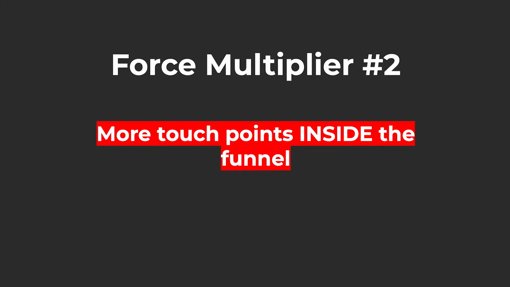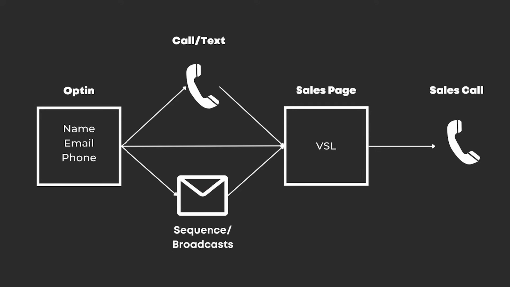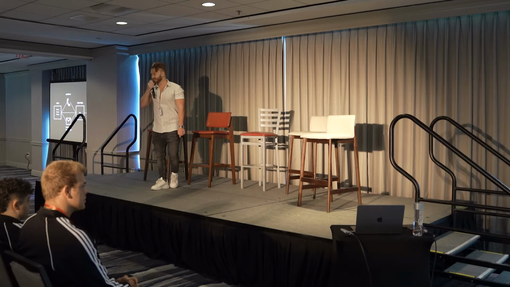So, force multiplier number 2, more touch points inside the funnel. This is your funnel. It's pretty simple. Opt-in, name, email, phone. You get the phone number, you call and text them. You get the emails, throw them in a sequence, send broadcasts. After the opt-in, it goes to a sales page. The sales page has a Calendly on it. Leads to a call. There's no trickery going on here.